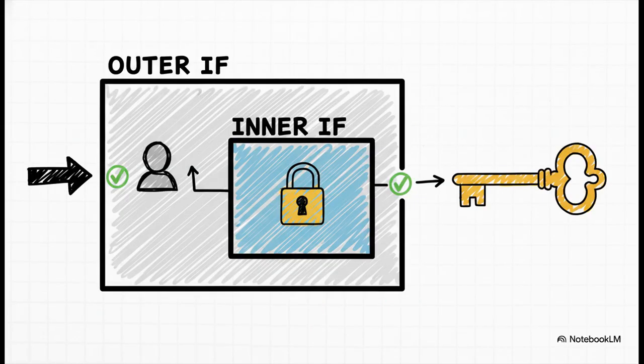We can even take this a step further and put one decision inside of another one. This is called a nested if. A login screen is a great way to think about this. First, the program asks if the username is correct. And only if the answer to that is yes, does it even bother to go inside and ask the second question, if the password is also correct. You see? One check depends entirely on the one before it.